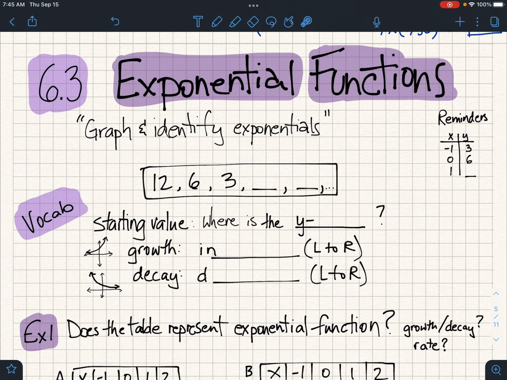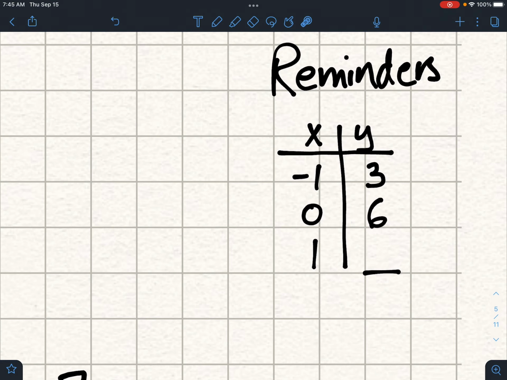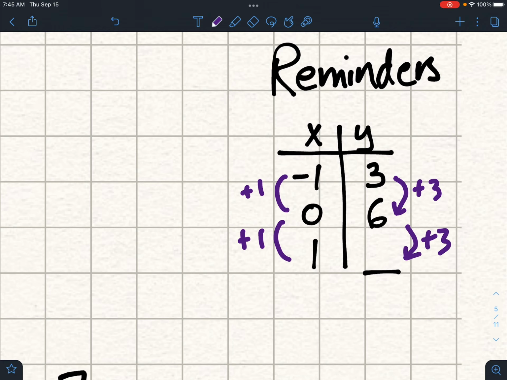To do that, I would like to look at, first of all, remember making tables back in algebra class? We would plug in numbers for x and then figure out y numbers. Oftentimes we would pick nice easy numbers like -1, 0, and 1. We would look at how the x values are changing. In this case, the x values are going up by 1, and the y values are going up by 3. So we can predict that this next value is going to be 9.